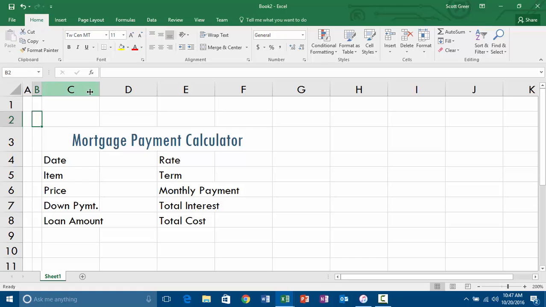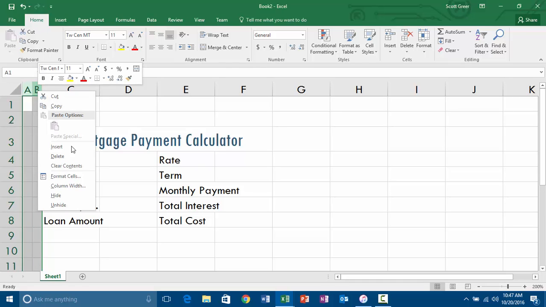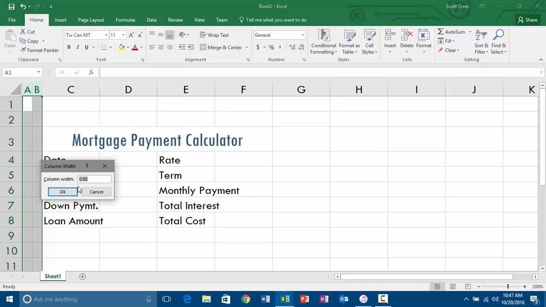Shrink it to 0.92. 0.91 is fine on the Mac. But if we wanted to be exactly 0.92, what would we do? We would just highlight them, right mouse click, say column width, and we could type in 0.92 and get there just the same.